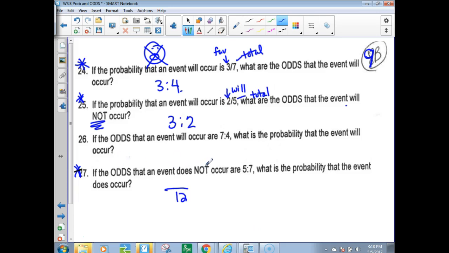As the odds that it does not occur are 5 to 7, that means the second part is the does occur. And the odds were that it does not occur. This would be that it does not occur. Does that make sense now? The odds the event does not occur, not is the top number. Does is the bottom. So what is the probability the event does occur would be 7 out of 12.